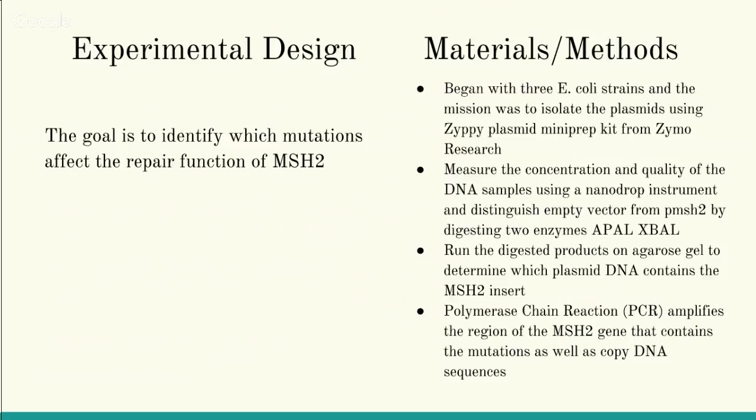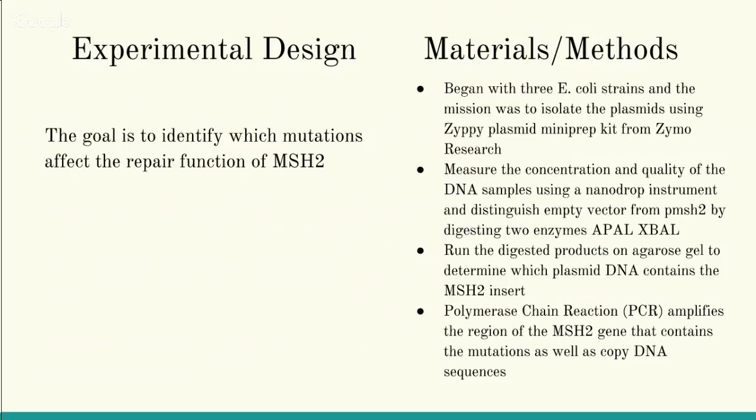So for the materials and methods, we began with 3 E. coli strains and isolated the plasmid using the ZymoPURE Plasmid Miniprep. We also distinguished an empty vector from pMSH2 by digesting with 2 enzymes, ApaI and XbaI. We also ran the agarose gel to determine which plasmid DNA contains the MSH2 insert.